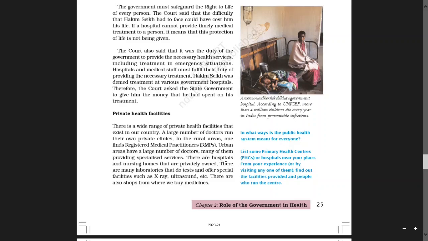There are hospitals and nursing homes that are privately owned. The owner is there, it is not owned by the government. There are many laboratories that do tests and offer special facilities such as X-ray, ultrasound, etc. Here in our Manipur also, boys, you can see many private hospitals, clinics and laboratories. There are also shops from where we can purchase medicines.